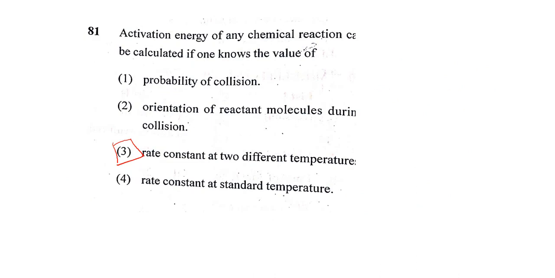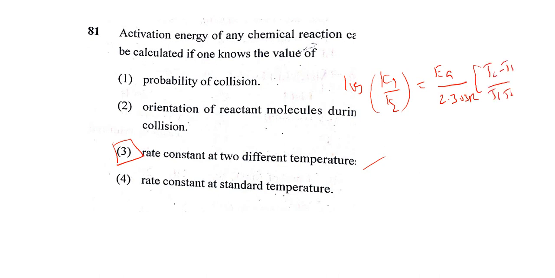Next question, activation energy of the chemical reaction can be calculated if one knows the value of the rate constant at two different temperatures. We know the activation energy in terms of k1 by k2 and all these things. We calculate in logarithmic form, with temperatures T1 and T2. That is Ea by 2.303 R into (T2 minus T1) by T1 T2. We know this formula. So this is one of the important things: if you know the rate constants at two different temperatures, then you can calculate activation energy easily.